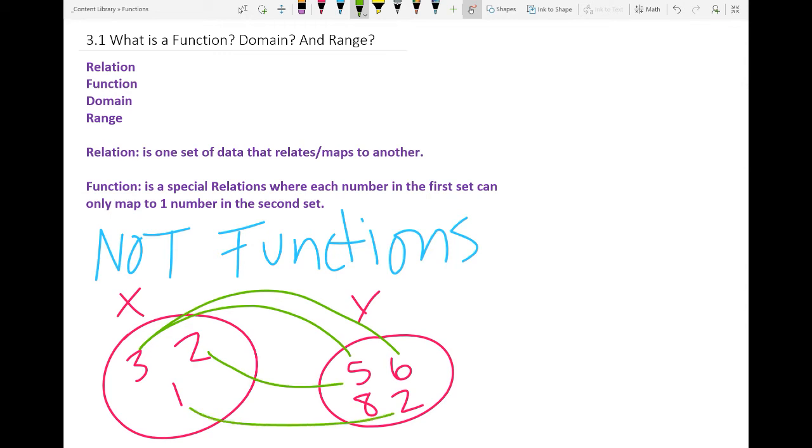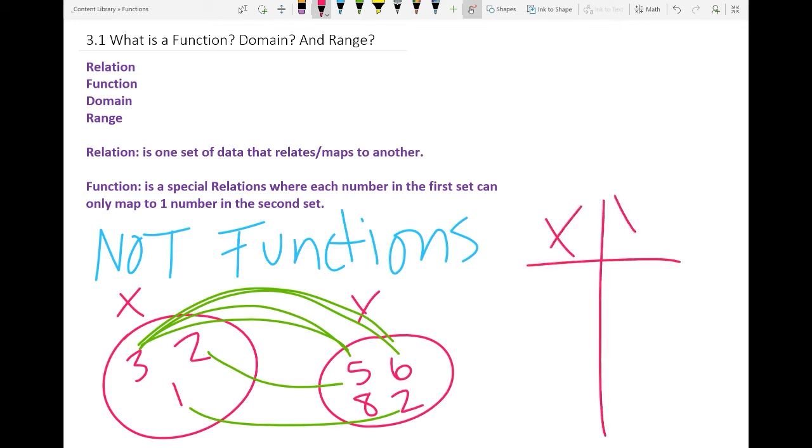Doesn't even matter what these go to. Because the 3 has 2 separate places it's going to, this is not a function. In a table, that might look something like this.